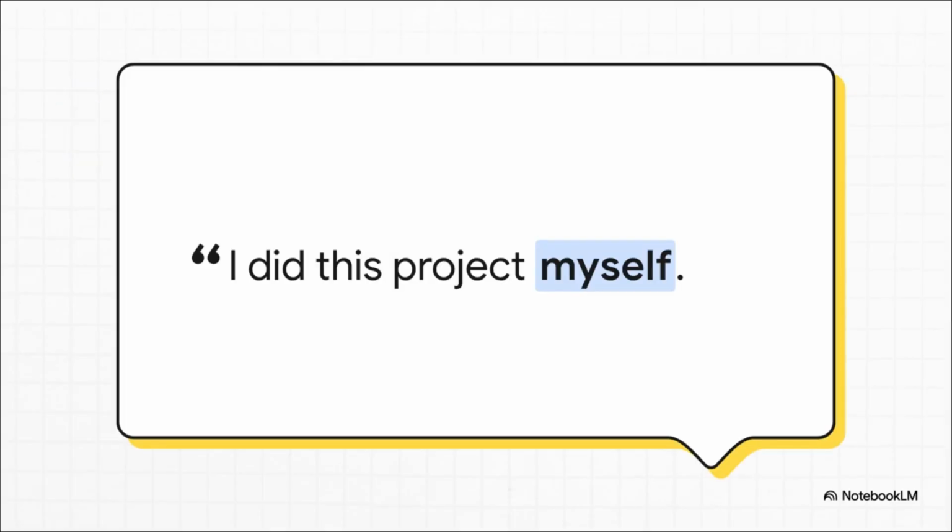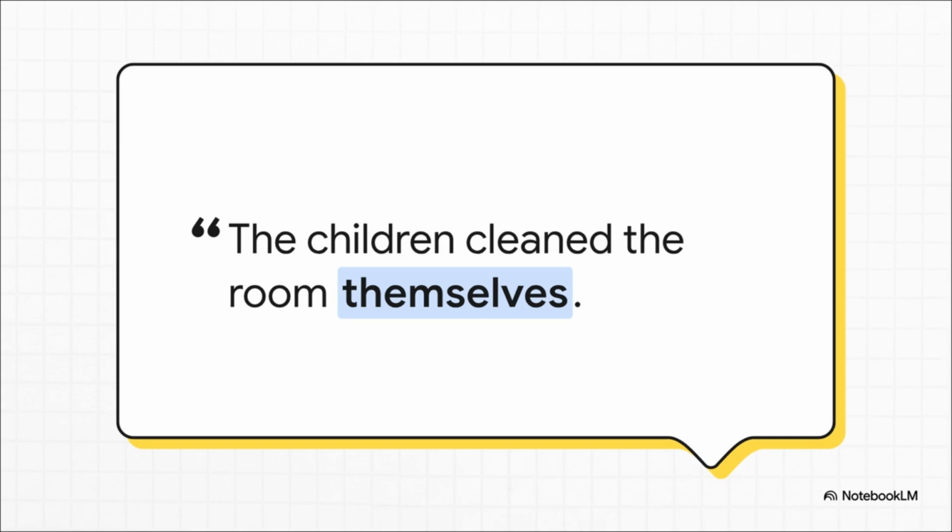Check out the subtle difference here. You could totally just say, I did this project, and that's a perfectly good sentence. But when you add myself, you're really emphasizing something. You're saying, hey, no one else helped me with this. You're putting that spotlight right on your own achievement. Here's another great one. This sentence makes it super clear that the adults didn't come in and save the day. Nope, the children and only the children did all the cleaning. That word themselves shines the spotlight right on them.